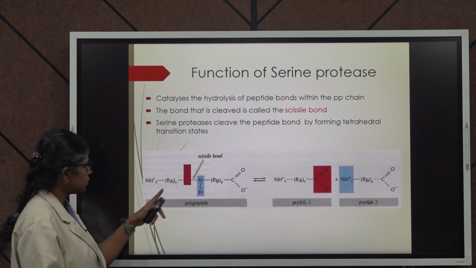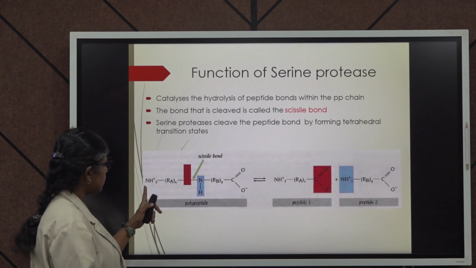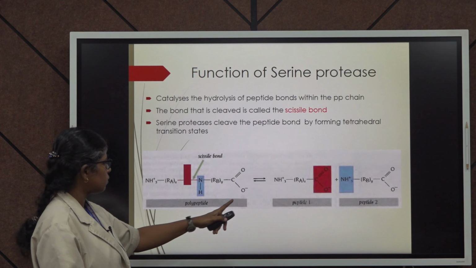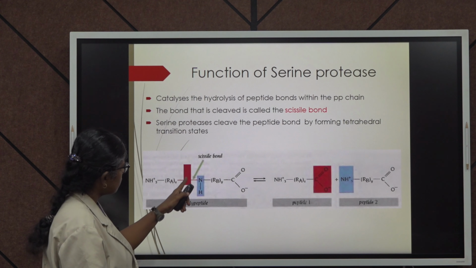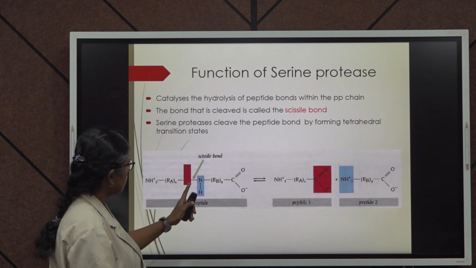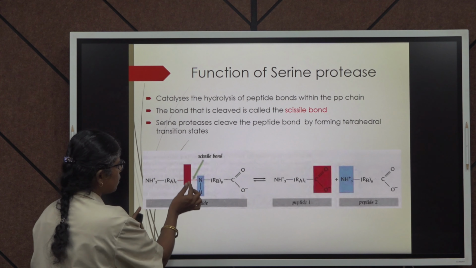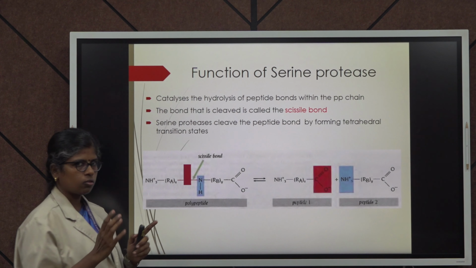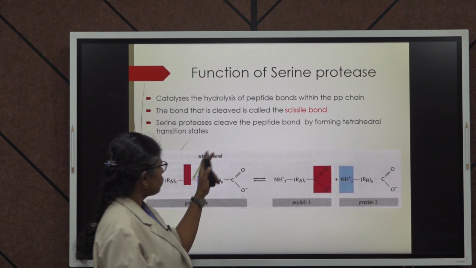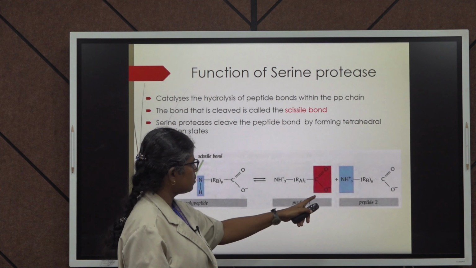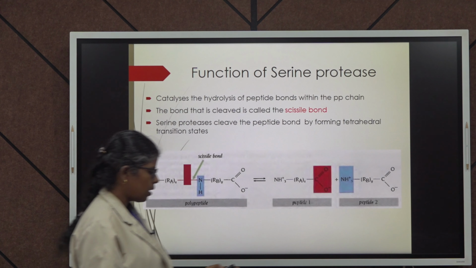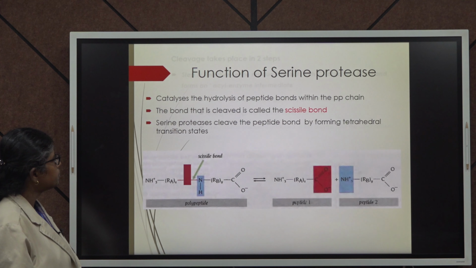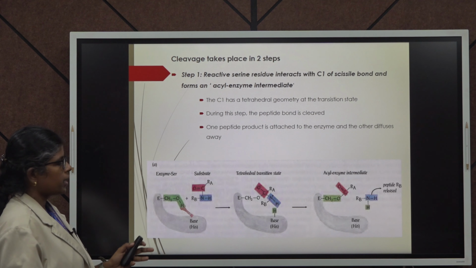As shown in the picture here, this is a polypeptide chain with the amino terminus and carboxy terminus over here, and this is the amino acid chain. This CO-NH bond is the scissile bond. The bond between C and N is the one that is going to be cleaved. After the enzyme functions, you can see that two different peptides are formed because the cut is made at the specific scissile bond. This takes place in two steps.